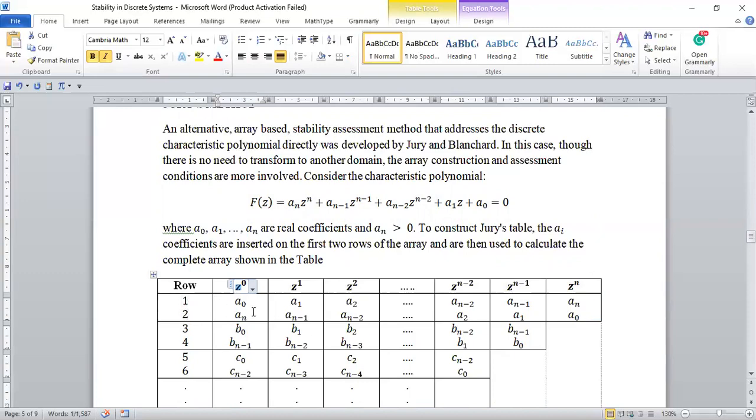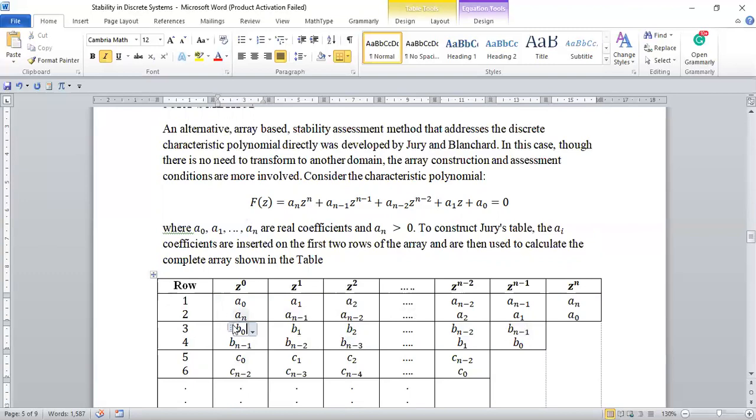For the second row, you are going to reverse the ordering of the coefficients. Here we started at a0, a1, a2, then we stopped at an. But now you're going to reverse the direction. You're going to start with an and then stop at a0. Then for the third row, you are going to get b0, b1, b2. I'm going to tell you the equation to get the b's.